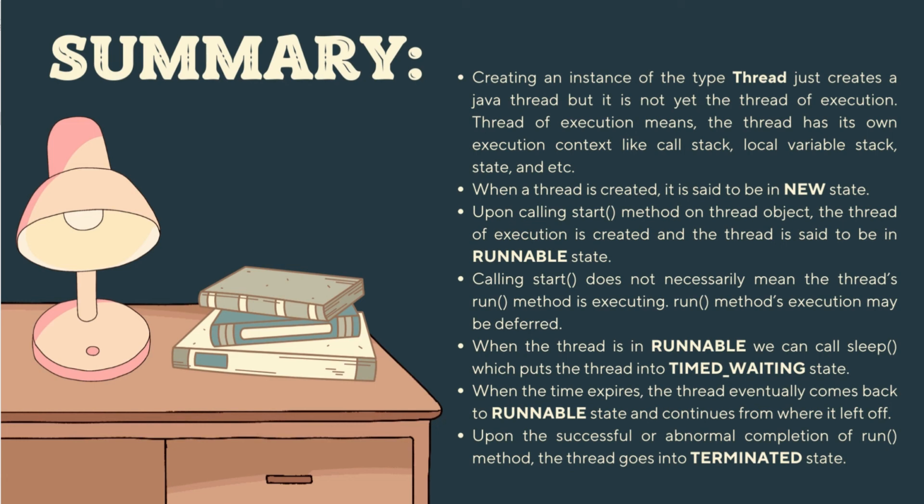When the thread is in the runnable state, we can call the sleep method, which puts the thread into the timed waiting state. When the time expires, the thread eventually comes back to the runnable state and continues from where it left off. Upon the successful or abnormal completion of the run method, the thread goes into the terminated state. So this is it for part 2. We will see in the next section.